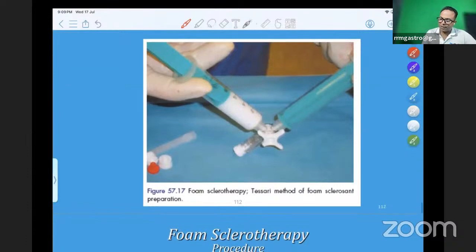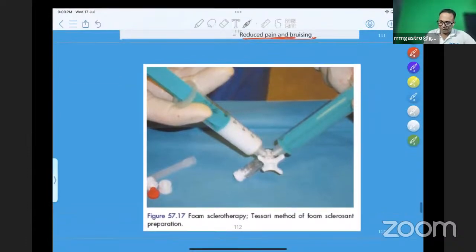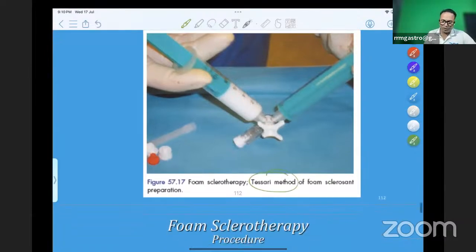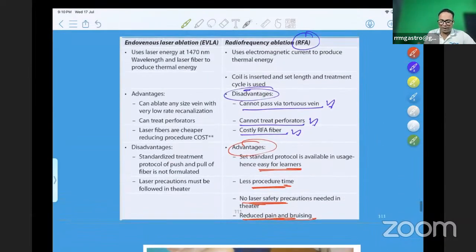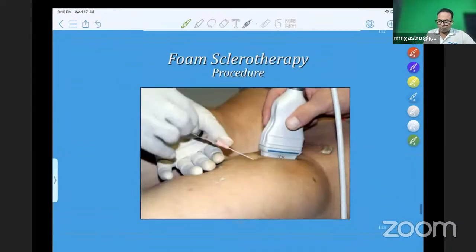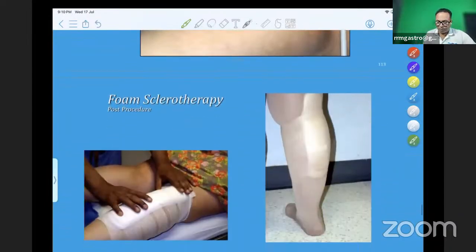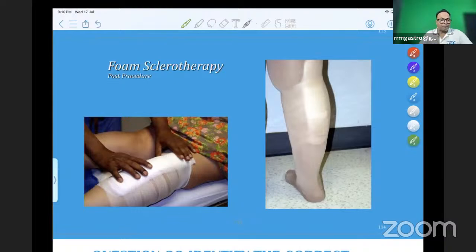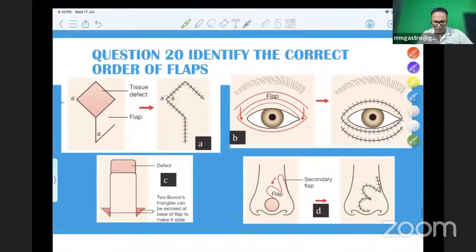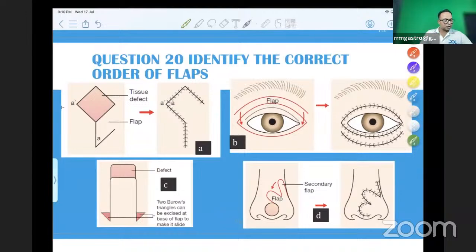This is one method of creating foam, known as the Tessari method. The Tessari method is a foam injection for varicose veins. Even this is replaced now by RFA and laser. You can see, after finding the varicose vein, the radiologist will put the injection and make a tight compression for the varicose veins. So question number 2, the last question for discussion from plastic surgery.